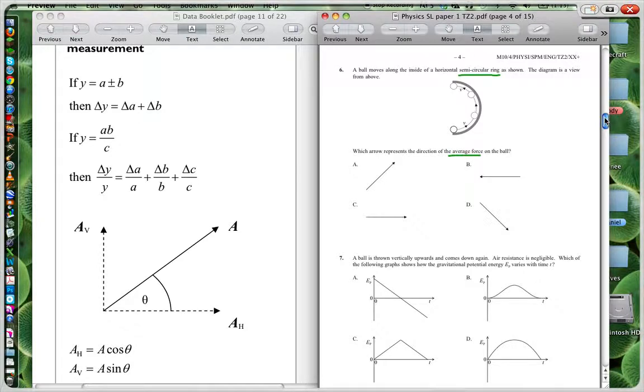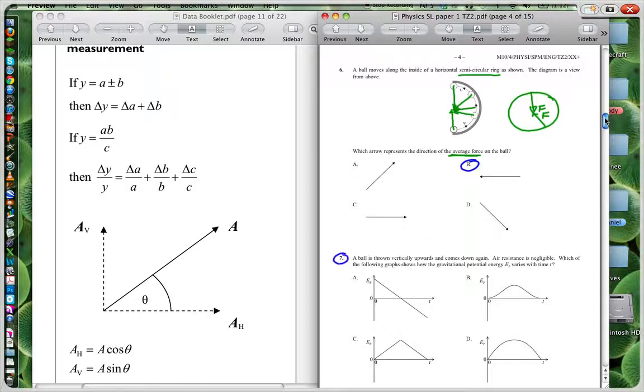Now, with circular motion, and this is part circular motion, your force is always directed towards the center. And that's your centripetal force. It's always directed towards the center like that. So which arrow represents the average force? Well, we've got that force there, that force there, that force there, and that force there. These two will cancel out. Your average force will be in that direction over there. So we would expect for 6 that B would be the correct one.